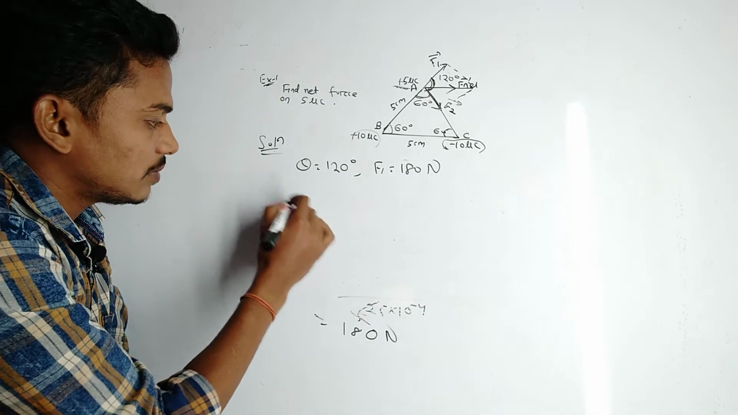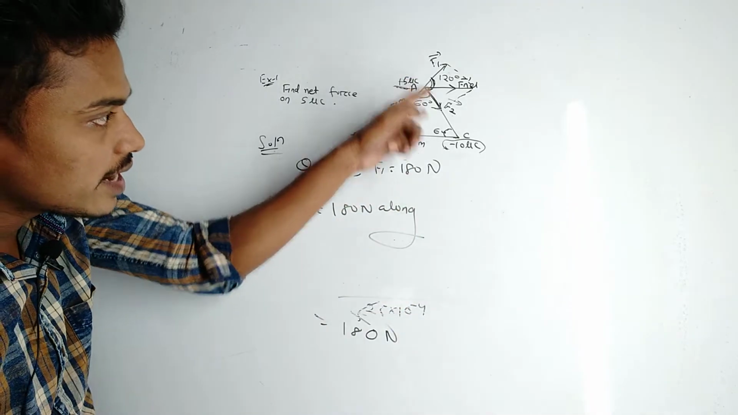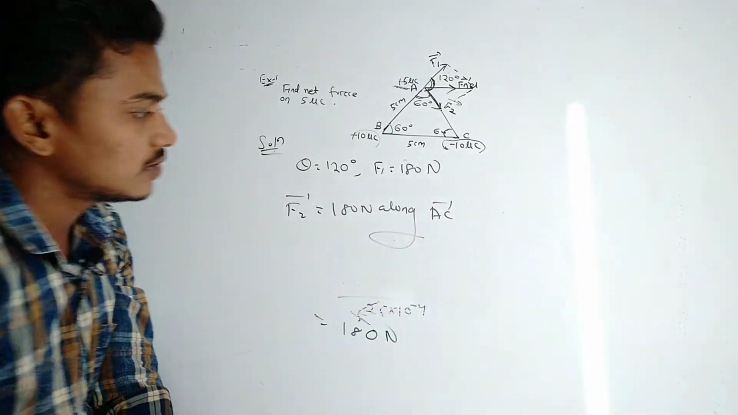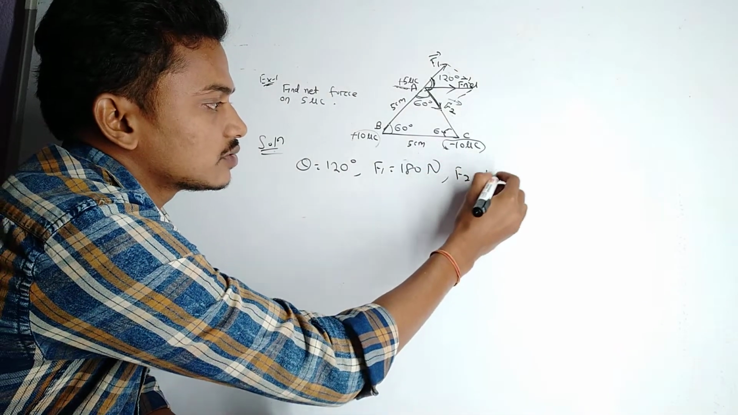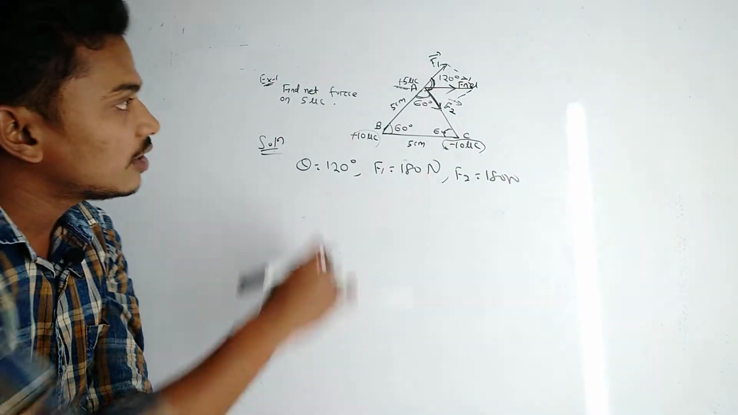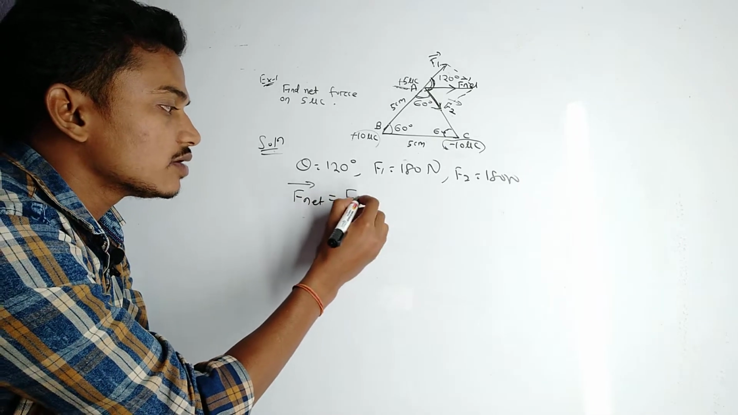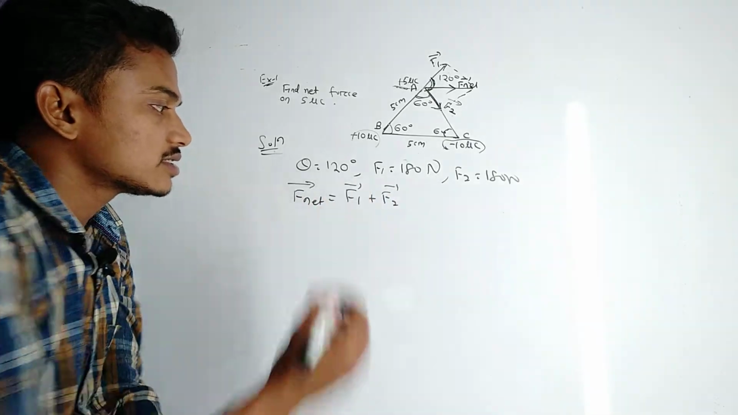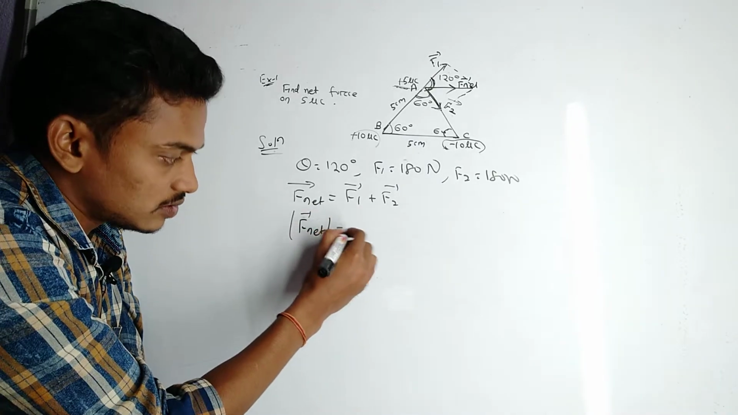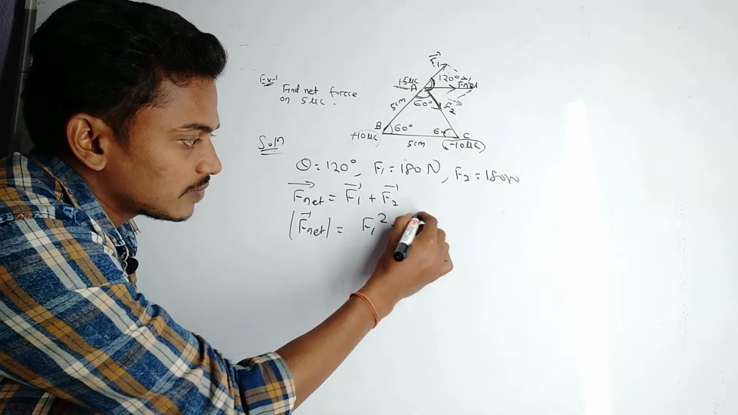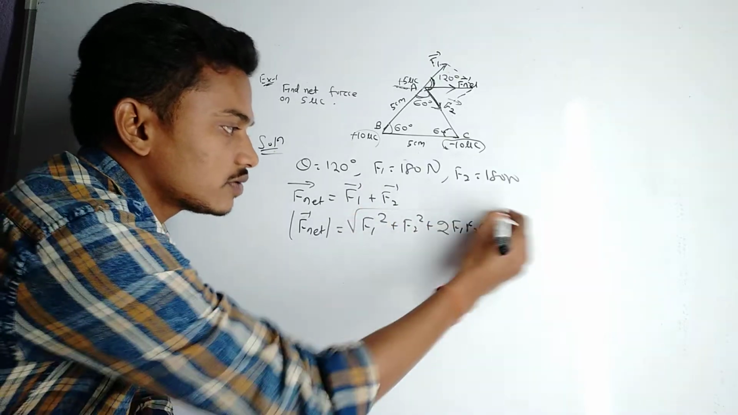So we can write F2 vector as 180 Newton along A to C, along AC. Now find the net force F net. F net is equal to F1 plus F2. This is the principle of superposition, and the F net magnitude will be given by the square root of F1 square plus F2 square plus 2 F1 F2 cos theta.